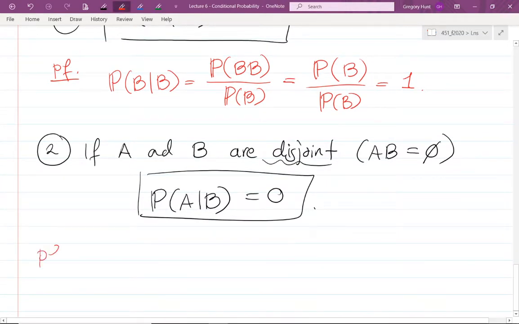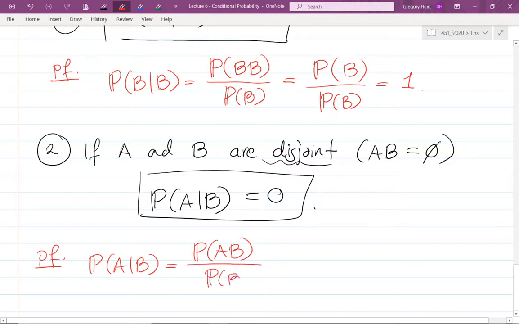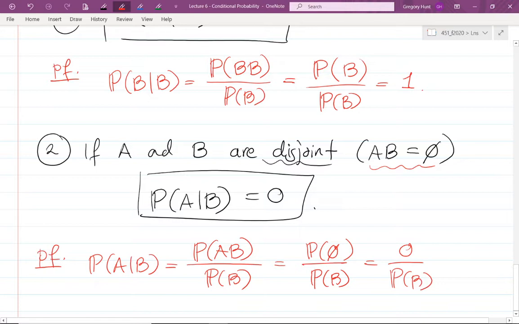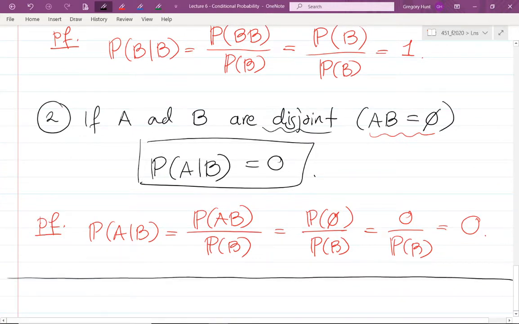So can you come up with a proof? Again, we're just going to use our basic definition of conditional probability. The probability of A given B is the probability of the intersection over the probability of the conditioning event. But as we wrote up here, if these things are disjoint, then A intersect B is empty, which is the probability of the empty set, which is 0, over something non-zero, doesn't matter, it's 0. As we claimed. So those are some nice little facts about conditional probability. Let's look at an example of how you might calculate a conditional probability.